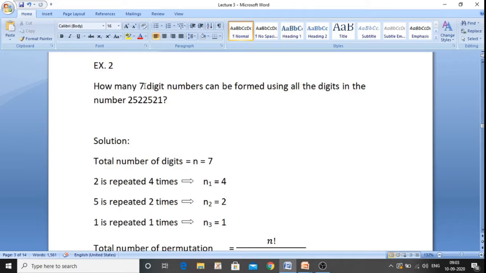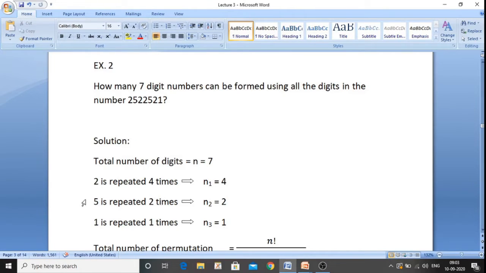Now count the total number of digits. 7 digits are given, so the total number of digits n is equal to 7. Now what are the different digits here? These are 2, 5 and 1, the 3 types of digits. So 2 is repeated, count it: 1, 2, 3 and 4. So 2 is repeated 4 times. Therefore n1 is equal to 4. Now 5 is repeated 1 and 2, so 5 is repeated 2 times. Therefore n2 is equal to 2. 1 is repeated 1 time. Therefore n3 is equal to 1.